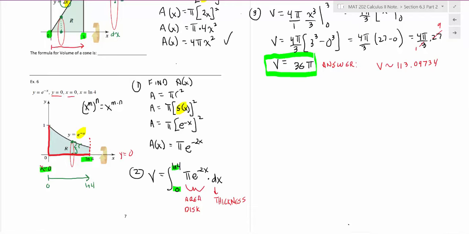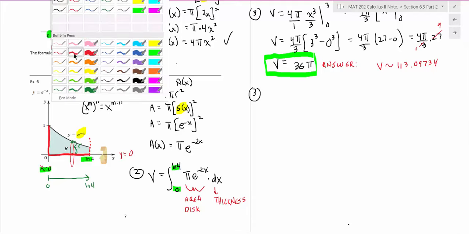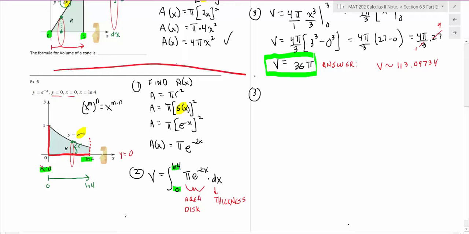Okay, step three, we're now going to go ahead and work out this integral. So let me do a little boundary here. So that's problem 2, or example 5. Okay, so we're going to go ahead and now do the integral. So we're going to take out the constant. We'll have pi times the integral from 0 to ln 4 of e to the negative 2x times dx.